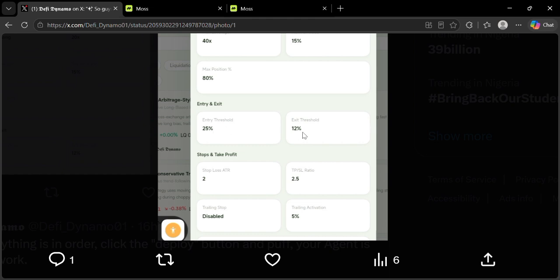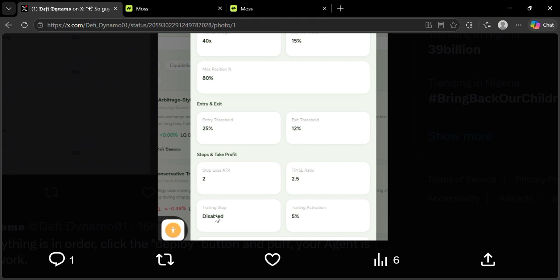You see, it's approximately half of the entry threshold, meaning that in the case of de-risking, I set the option that it can de-risk to minimize the losses. The exit threshold could be 12% at some point if the market becomes choppy. You understand? That's why you see 12% here. Then stop loss ATR, this is stop loss and take profit. You find 2 and 2.5 ratio.